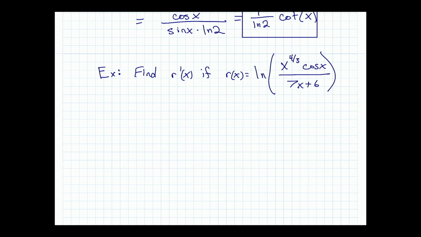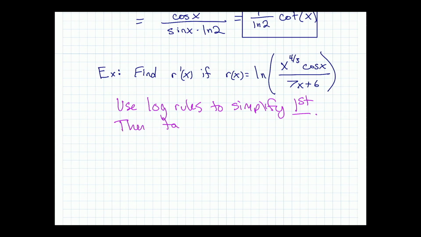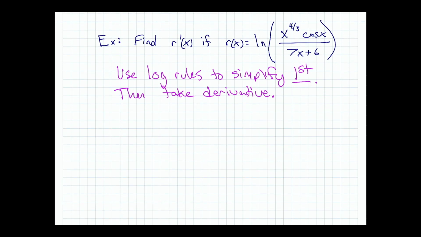Right? The reason they're making you do it is because they want you to realize that you can use all of those log rules to simplify the logarithm before you take the derivative. So use log rules to simplify first. Then take the derivative. If you don't do that, your life will be hard. You'll have to use quotient rule and all kinds of stuff. You don't want to, so do this.